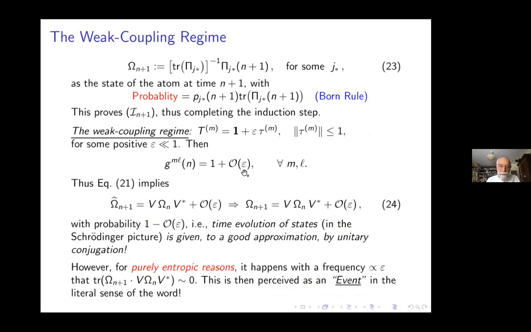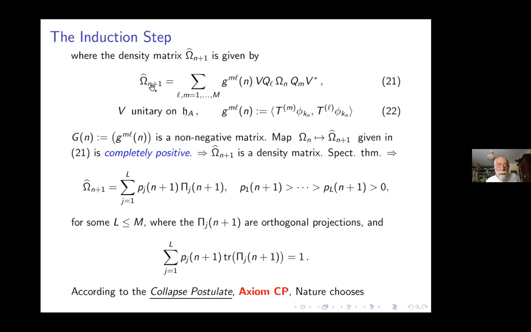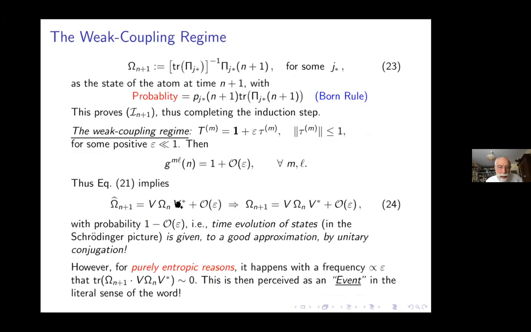That means that omega hat sub n plus 1 is very close to the conjugation of omega sub n by the unitary operator V, up to a small error term of order epsilon. So in fact, omega hat sub n plus 1 looks like V omega n V star with very big probability, of order 1 minus order epsilon. That means that the time evolution of states looks like the one that would be predicted by the Schrödinger equation, up to very tiny errors.